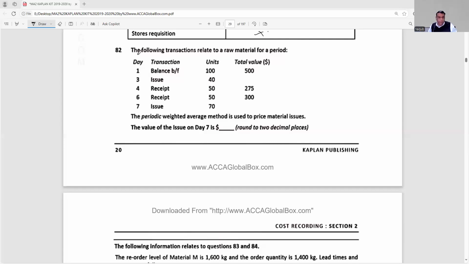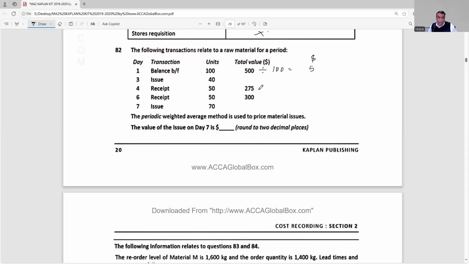Next question is the following transaction relates to a raw material for a period. We have 100 units and the total value is 500. Whenever you are not provided with the per unit cost, always calculate the per unit cost because it is needed when we are solving the question. 500 divided by 100, we have 5.